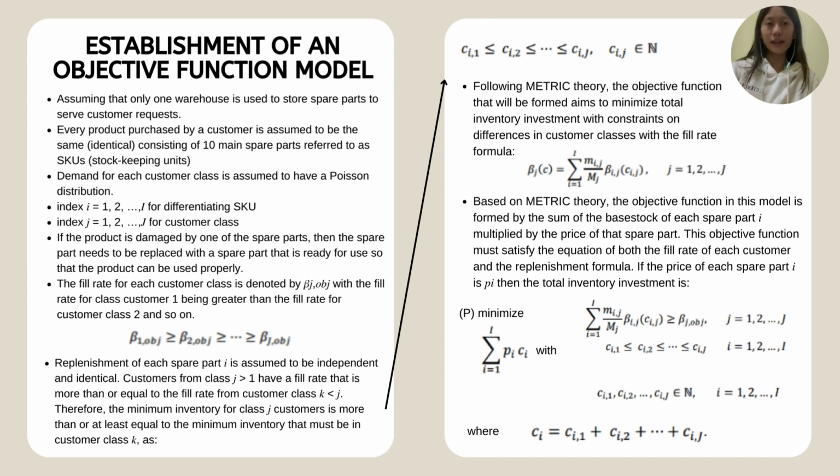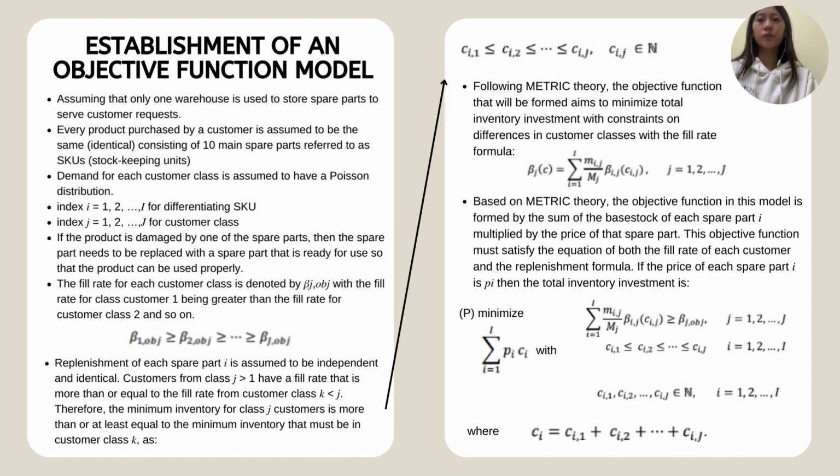Okay, so the next part is analysis and discussions. And in the first section, we're talking about the establishment of an objective function model. So there are some terms that are used in this section. For example, every product purchased by a customer is assumed to be the same or identical, consisting of 10 main spare parts, referred to as SKUs or stock keeping units. There are also terms such as index I, which is 1, 2, 3, and so on until I, for differentiating the SKU, and also index J for 1, 2, and so on until J for customer class.